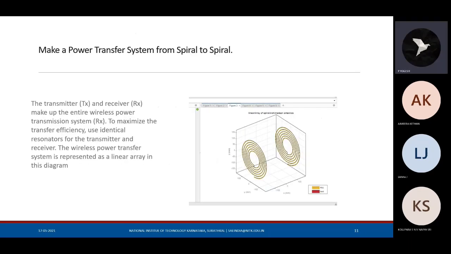A power transfer system from spiral to spiral. Here we can see a transmitter TX and a receiver RX make up the entire wireless power transmission system. To maximize the transfer efficiency, the use of identical resonators for the transmitter and the receiver is suggested. The wireless power transfer system is represented as a linear array in this diagram.